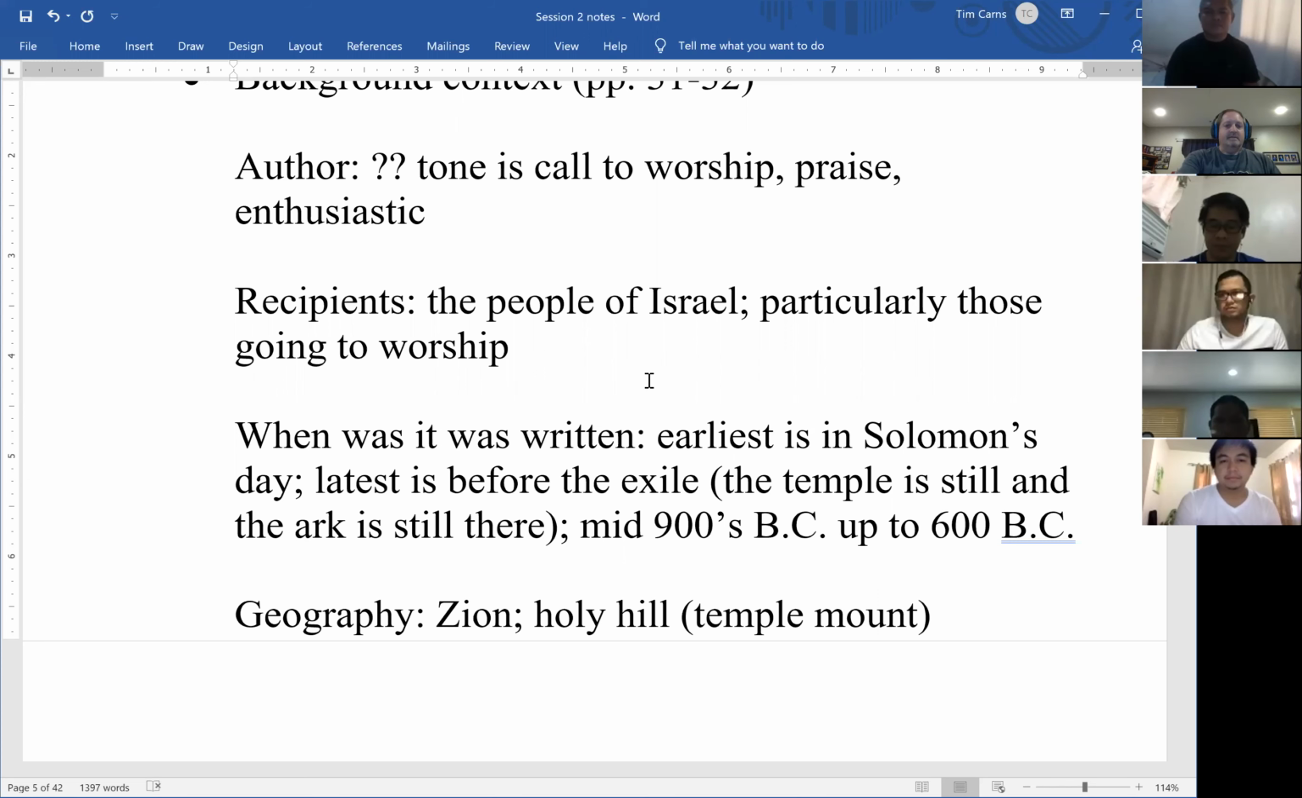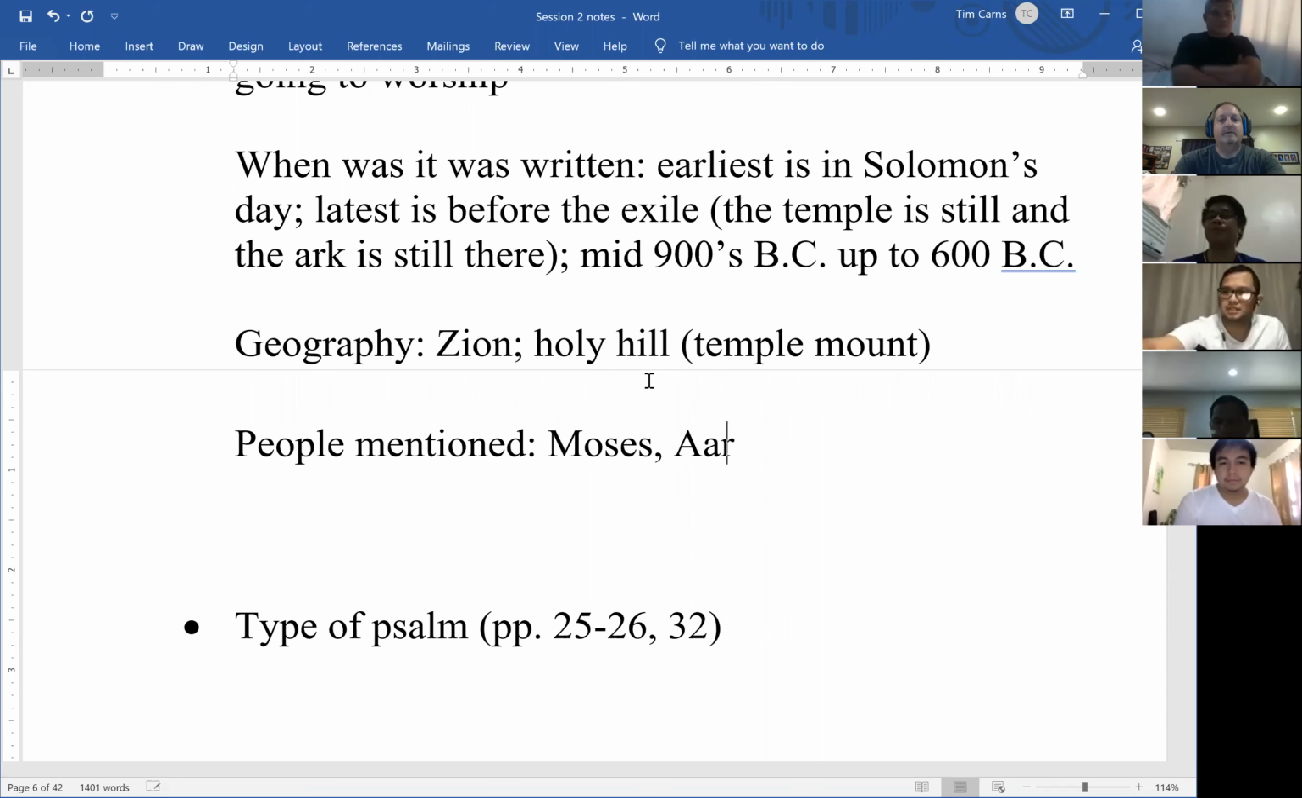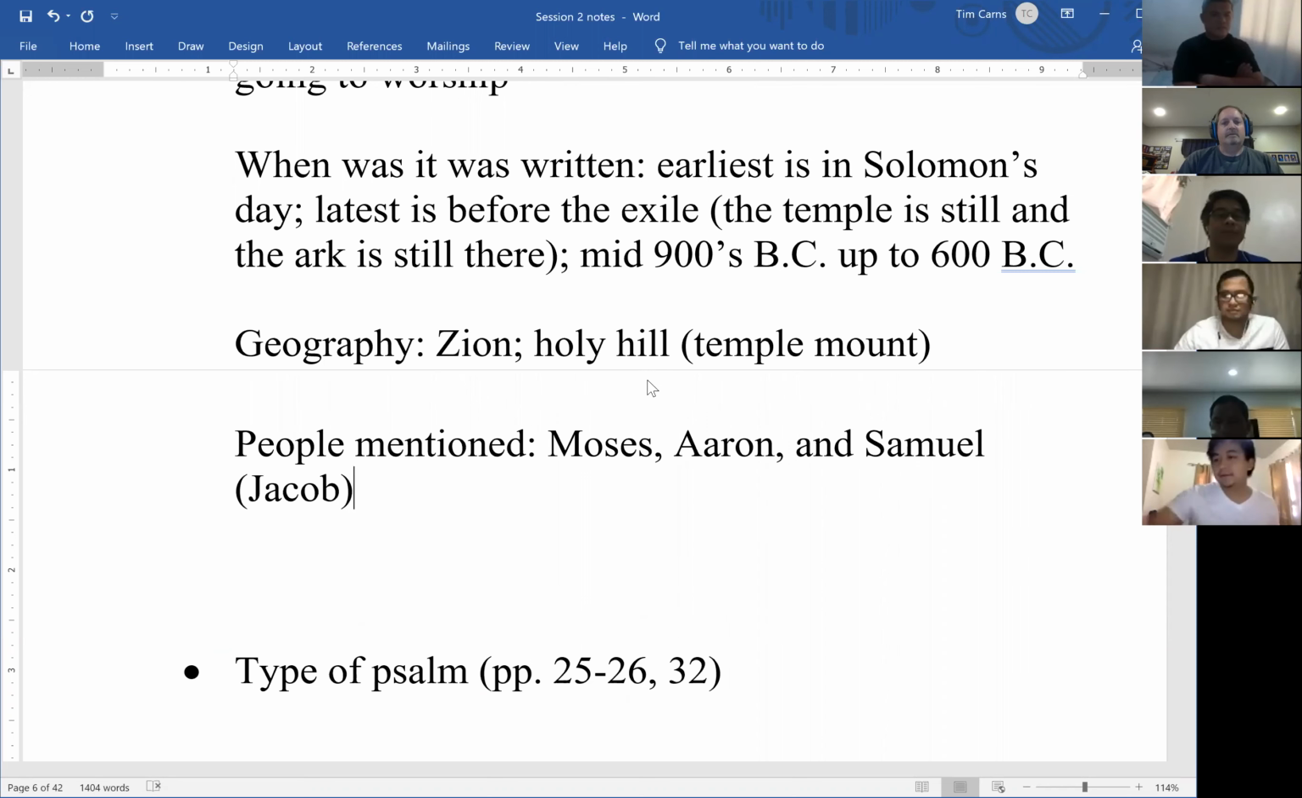Okay, that's good. Now, there are also some specific people mentioned here in the Psalm: Moses, Aaron, Samuel, and also Jacob. It's helpful to know about these men for a couple of reasons. One is it tells us who the primary audience is. He's speaking to the Jews specifically.